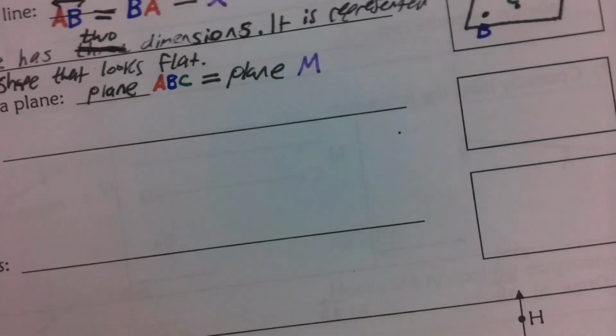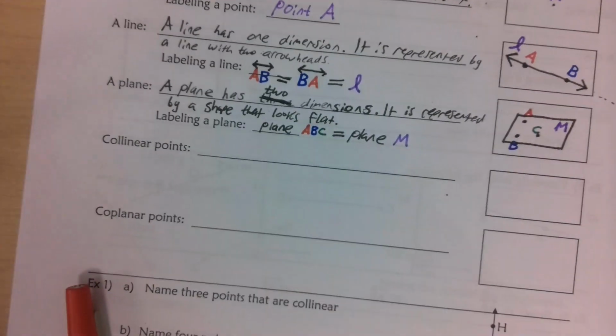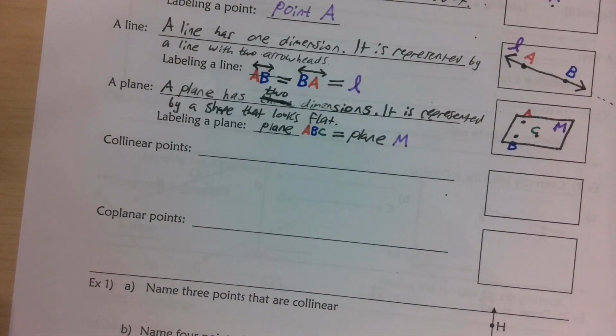All right. Almost done with the vocabulary for this first part. I now want to talk a little bit about collinearity and coplanar points as well.